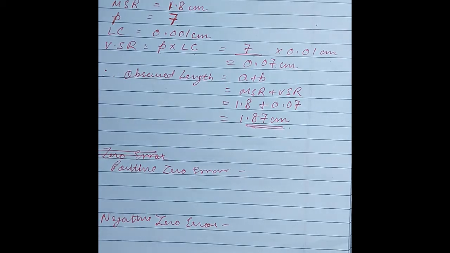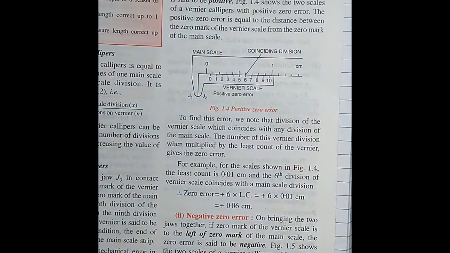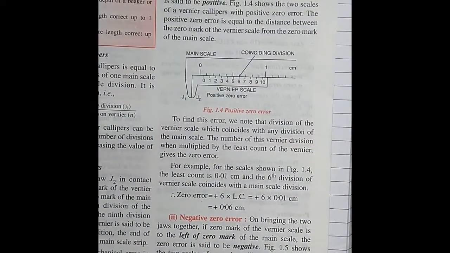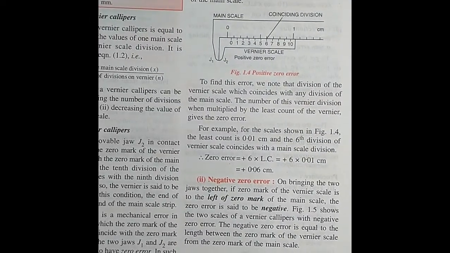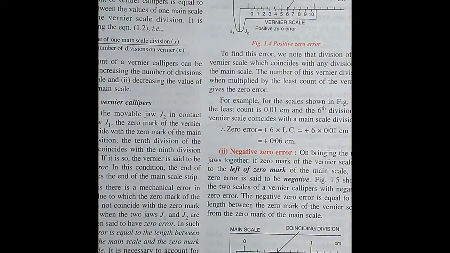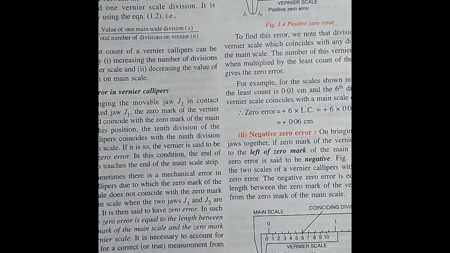Now why the zero error comes, we must understand this. That is, due to the manufacture defect, there can be some miscalculation by the maker of the vernier caliper, because of which we encounter a zero error. Okay, so there are two kinds of zero error basically: positive zero error and negative zero error.